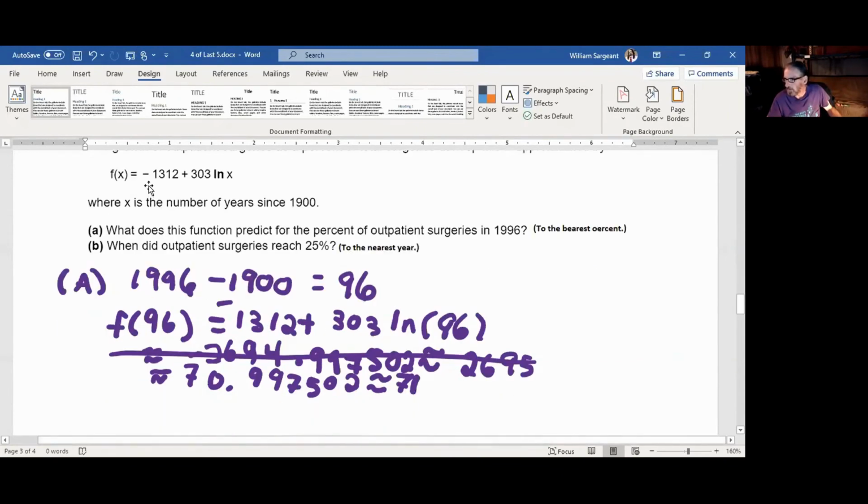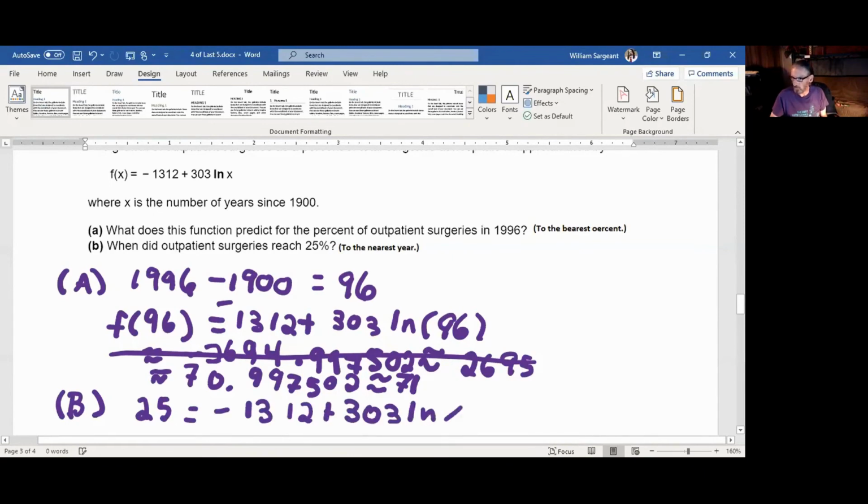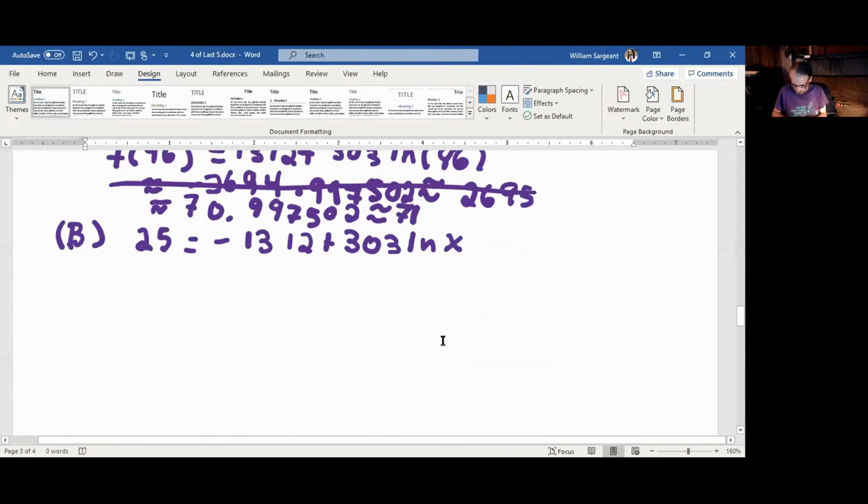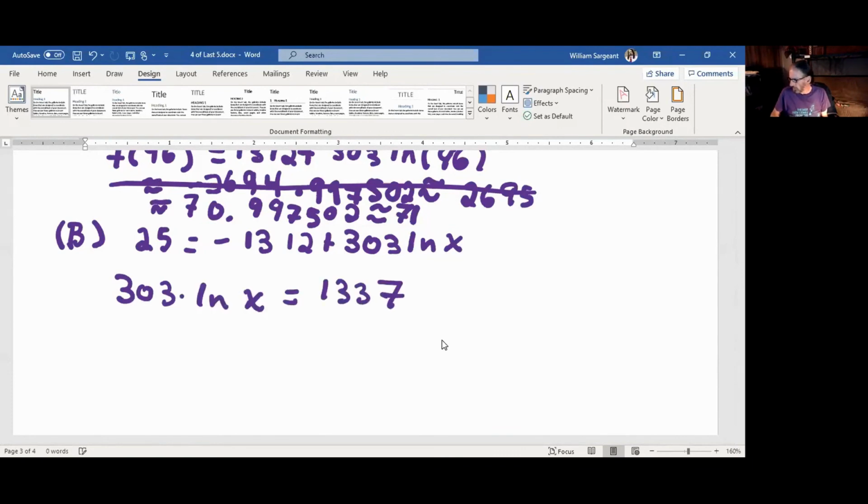Second part, when did the outpatient surgeries reach 25% to the nearest year? Now this is going to be algebra. Again, not converting, f of x is already supposed to be thought of as a percent. So 25 equals negative 1312 plus 303 times the natural log of x. Add 1312 to both sides. You get 1337. Divide by 303. Don't do any rounding yet. Natural log of x is approximately 4.41254124.